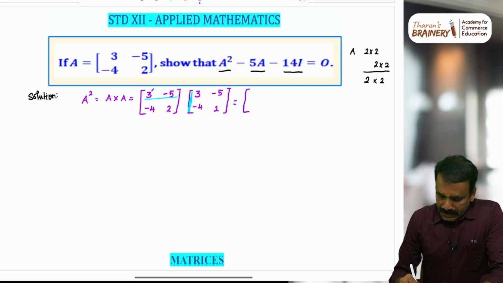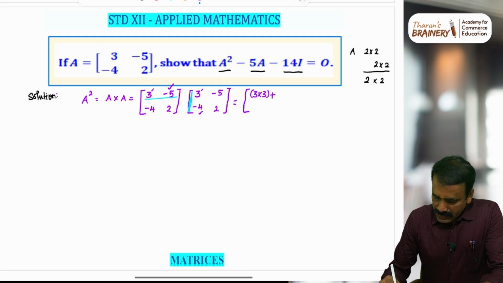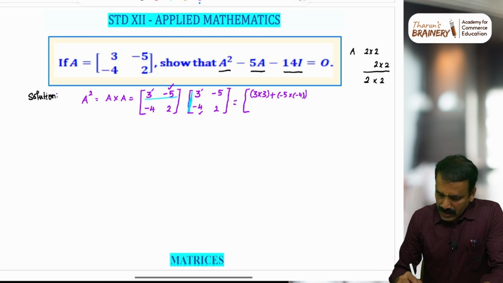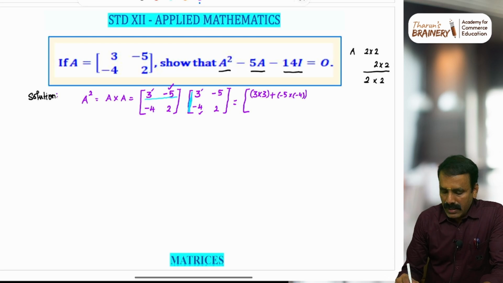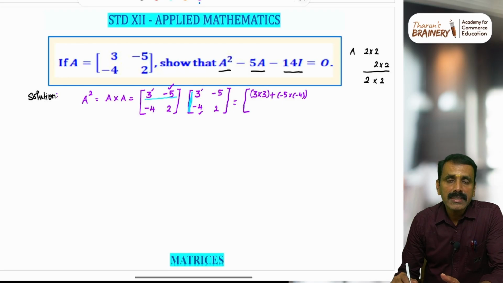So first element multiplied with the first element. So 3 into 3. Then we multiply second element with the second element. So it is minus 5 multiplied with minus 4. We don't have any other element in the row as well as any element in the column. So the product of the first row with the first column is getting over.